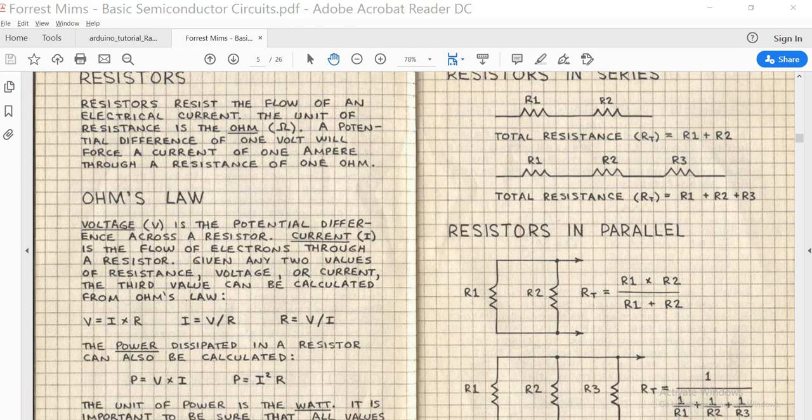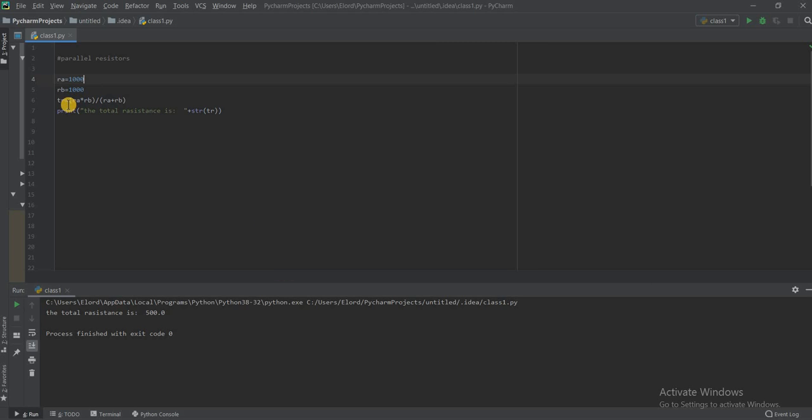Let me show you the calculation. This is the formula: RA times RB. I represent it by RB instead of R1, R2. So divided by RA plus RB.